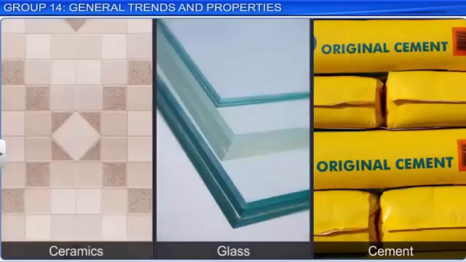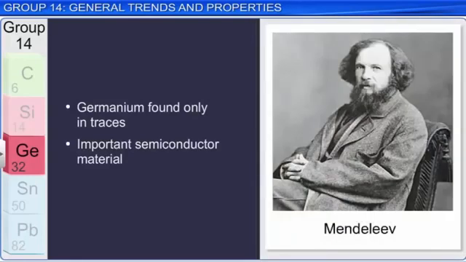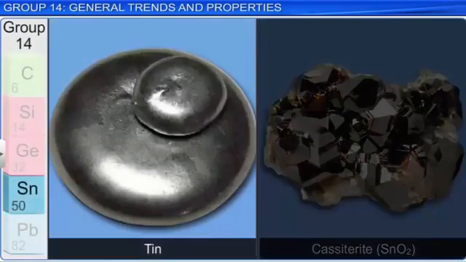Germanium is found only in trace amounts in the Earth's crust. Germanium was one of the unknown elements whose existence had been predicted by Mendeleev based on the gaps in his periodic table. Tin is a silvery white metal, as shown in the photograph on the left, with several allotropes. When a bar of tin is bent, it makes a characteristic sound called the cry of tin.